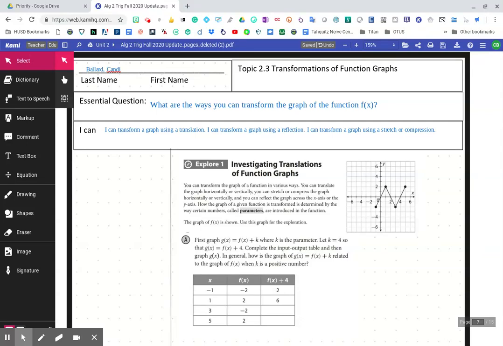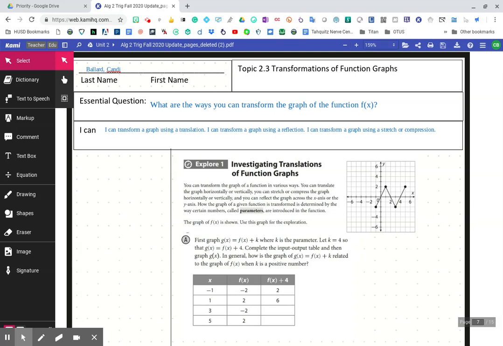We are working on topic 2.3, transformations of functions today. Our essential question is, what are the ways you can transform the graph of the function f of x? And then you're going to write 3 I can statements today. They're all very, very similar, but we want to be able to connect them to separate questions. So we wrote them as 3 I can statements.